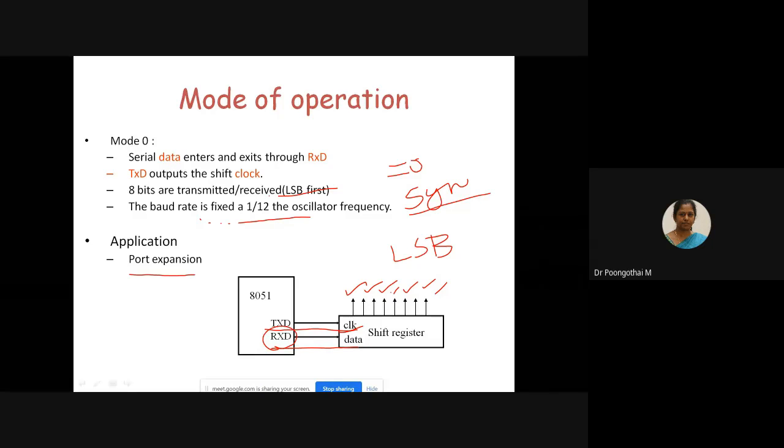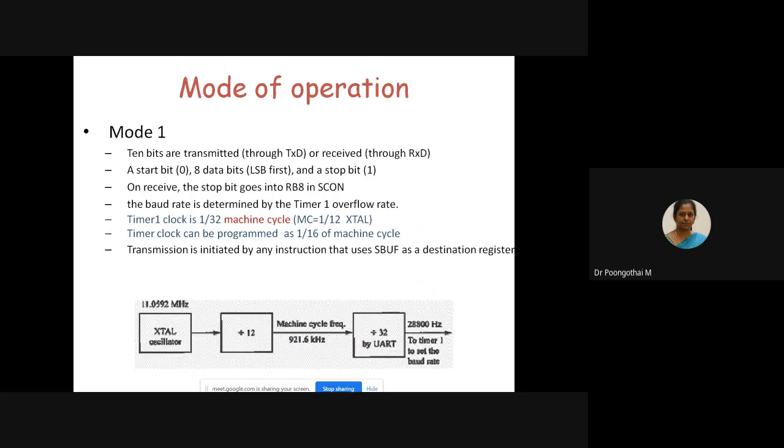Any other doubts? The communication is half duplex, using the synchronous method. Here only one pin is used for transmission and reception, that is P3.0, RXD. So 8 bits are transmitted and received. A very simple mode. Okay. Mode 1 is very important. 10 bits are transmitted. 10 bits means a start bit, 8-bit data and a stop bit.